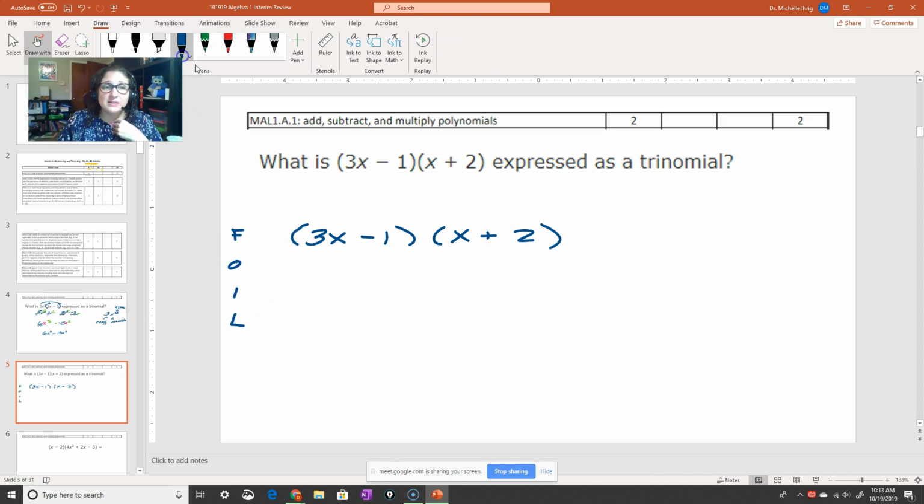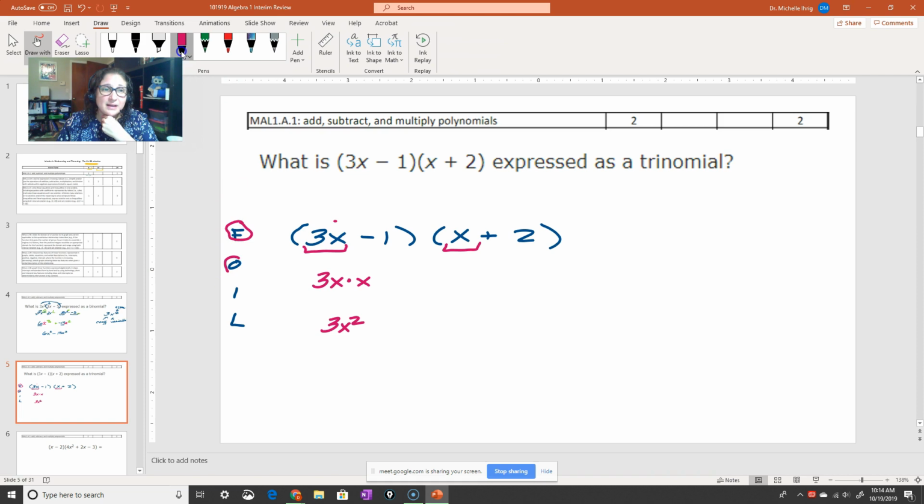So what that means is first I'm going to go to here and I would multiply my 3x times my x. I do everything really slowly when I do the video, so later people can fast forward if they need to. So I've got 3x times x. That's going to leave me with 3x squared. Then that's my F.